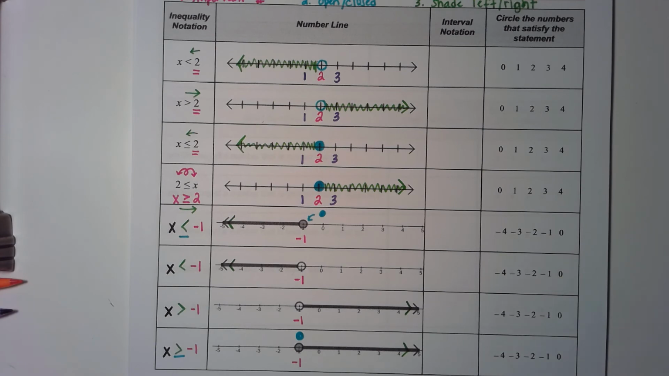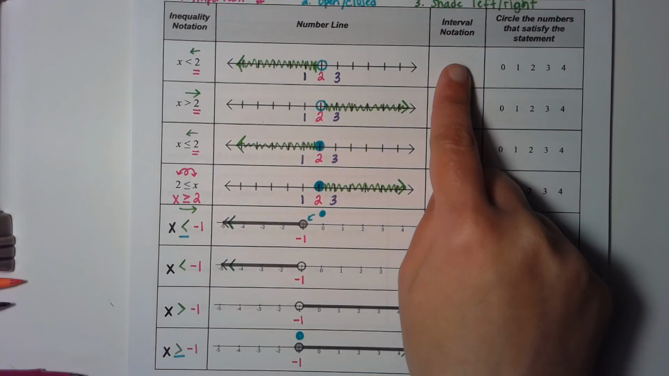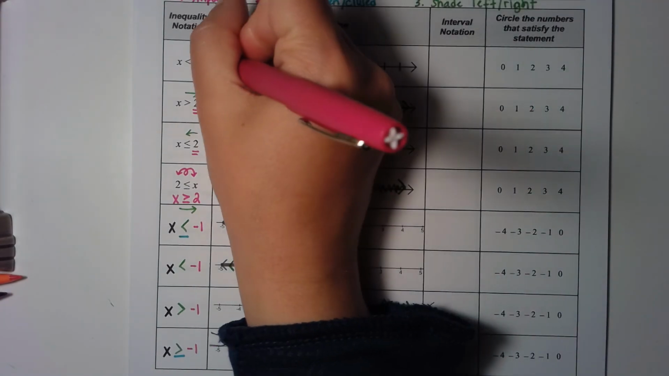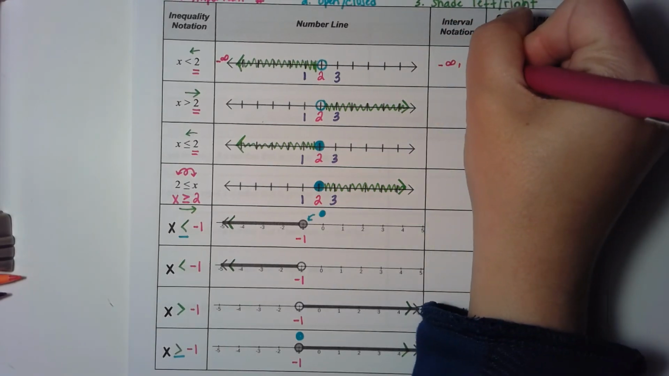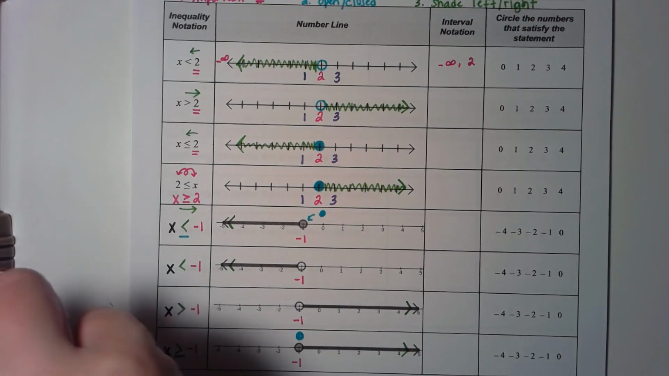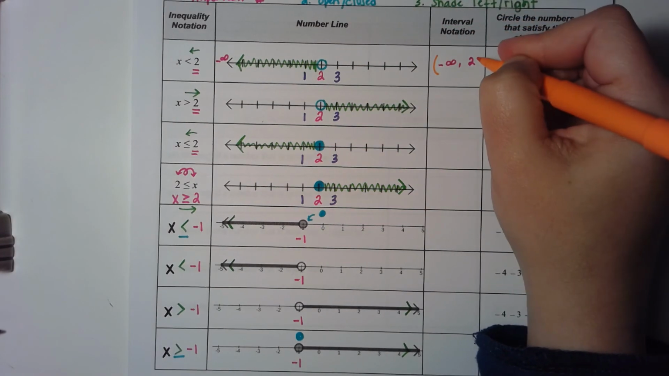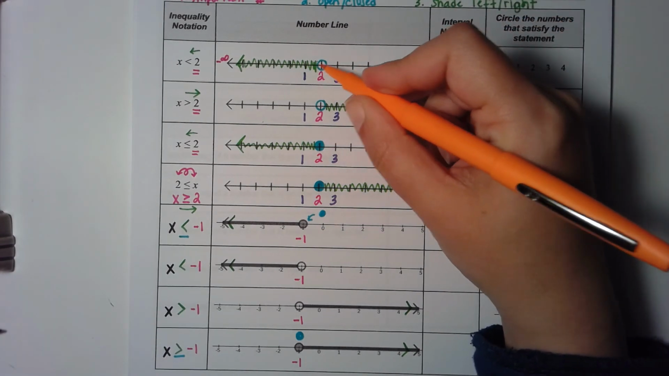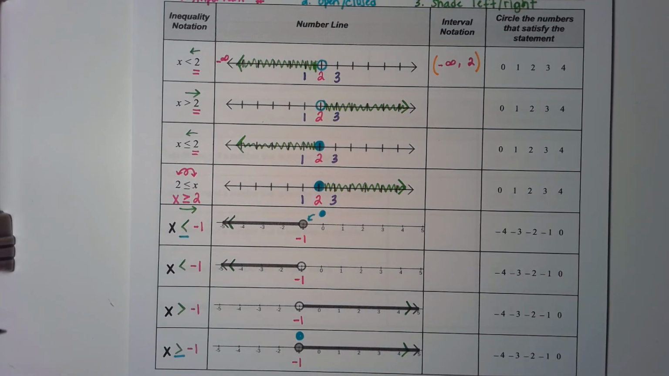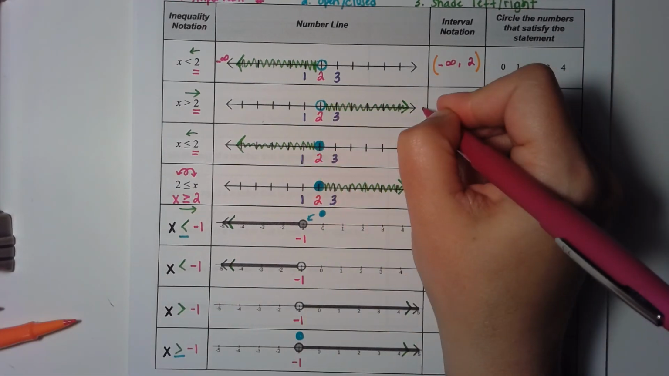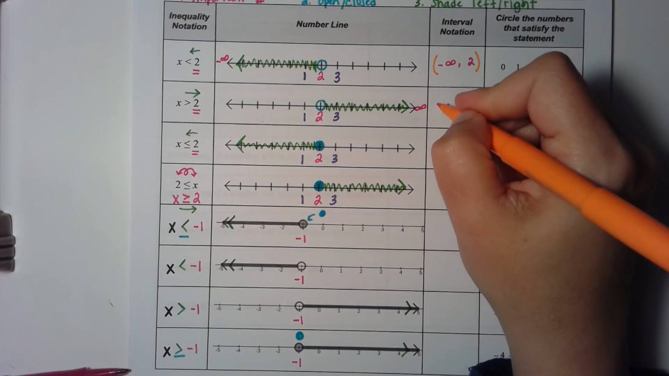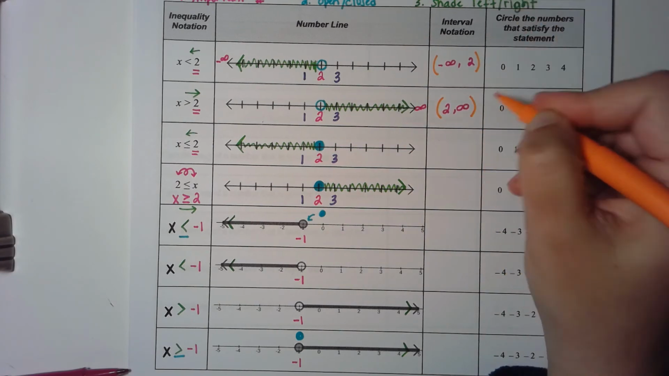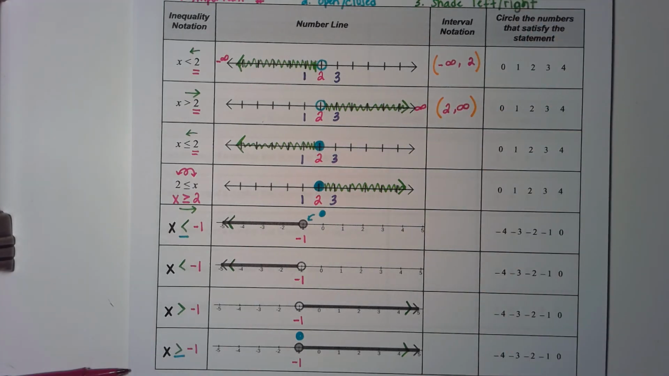Just like we did on the other page, if you've got this graph, then in order to write this in interval notation, you would go from -infinity and stop at 2, because that was your important number. Since it's an open circle, you're going to use open parentheses for 2, and open parentheses for -infinity. For the next example, you would be going from 2 to +infinity. And you would use an open parentheses by the 2 since it's an open circle, and an open parentheses by the infinity because you always use open parentheses for infinity.